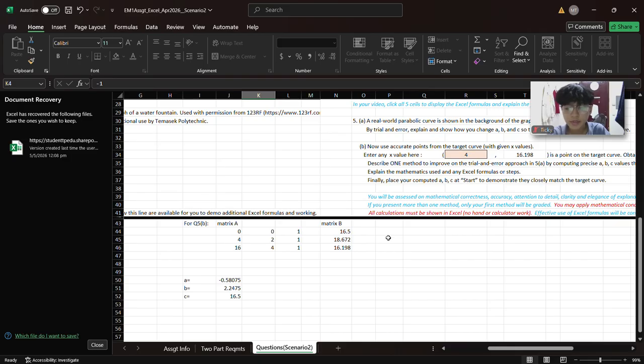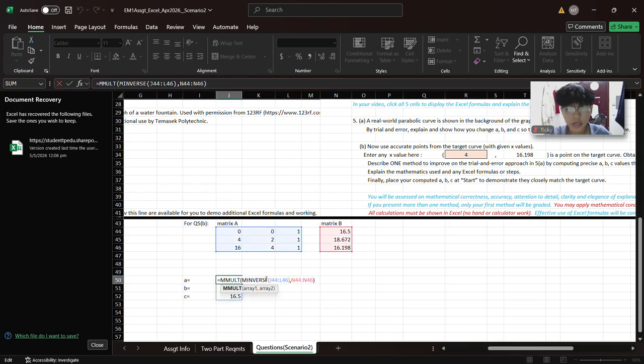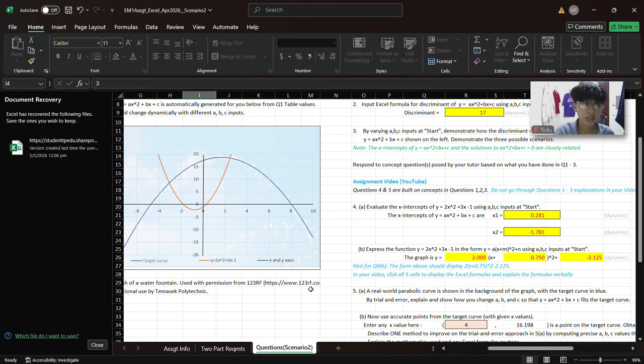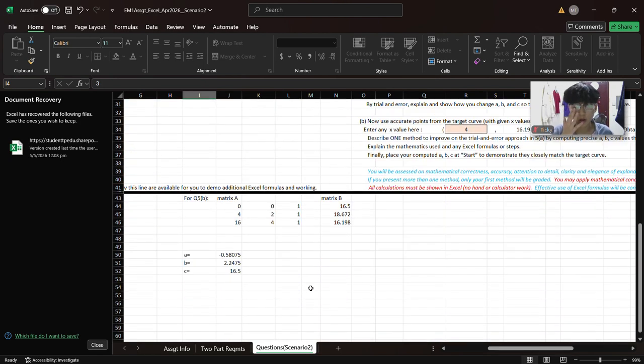For the first point, y is at 0, 16.5, and the second point is 2, 18.672, and the third point is 4, 16.198, which is from here. So when we type those in, I set up matrix A and matrix B, and then we get the values here. I use the Excel matrix formula, and when we type those a, b, c values into these sections, we will get the orange curve, similar to the blue curve.